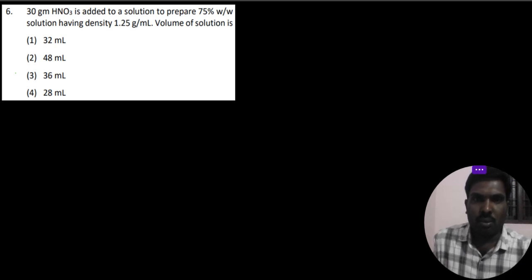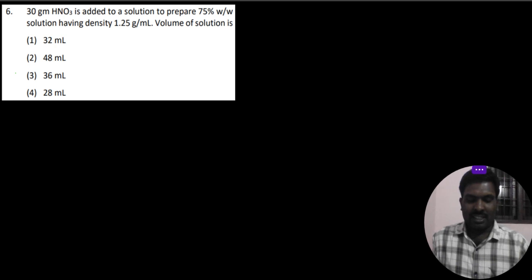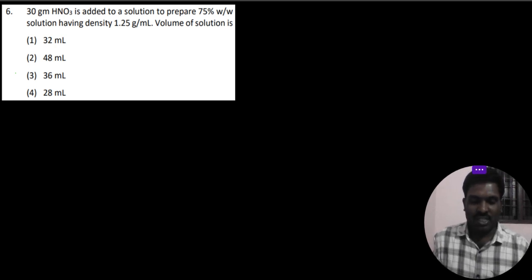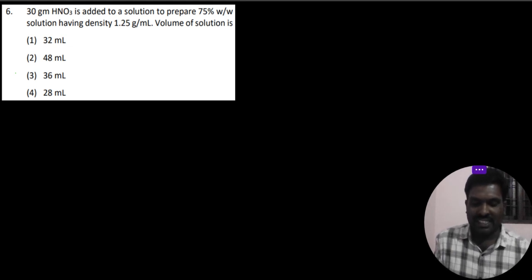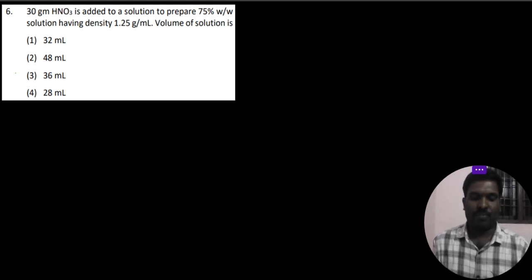Dear students, now I want to discuss a JEE Main 2025 Phase 1 question, which is from the Solutions lesson. 30 grams HNO3 is added to a solution to prepare 75 percentage weight by weight solution having density 1.25 gram per ml. Volume of solution is? Here percentage by mass is provided, and density is provided.